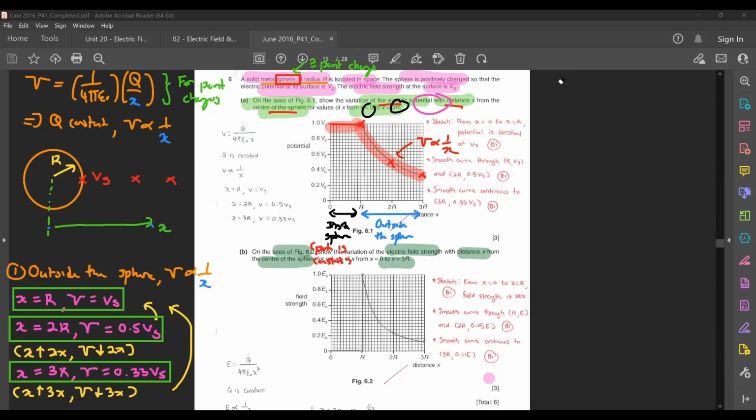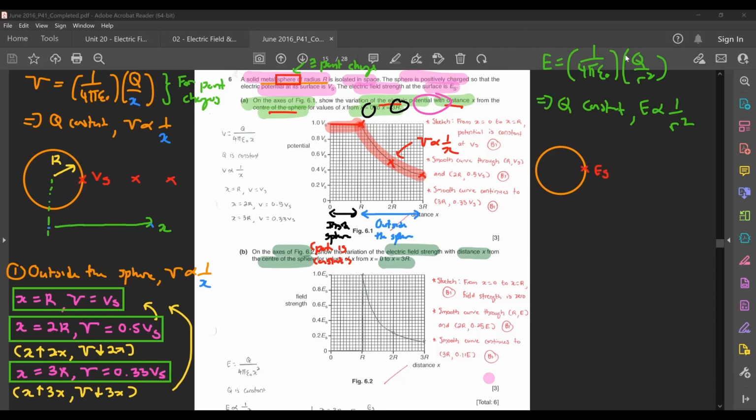Okay, now for electric field strength, you again need to refer to the equation for electric field strength, where E is equal to 1 over 4 pi epsilon naught, Q over R squared. So here, if Q is constant, this obviously means that E is inversely proportional to R squared. For your current case, you again have the same charged sphere, where they tell you that the electric field strength at the surface of the sphere is ES.